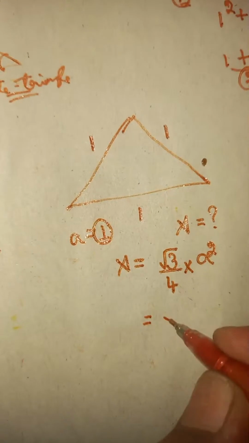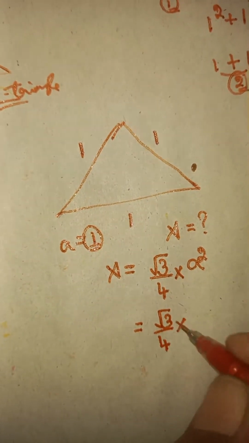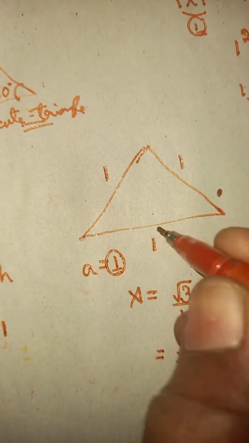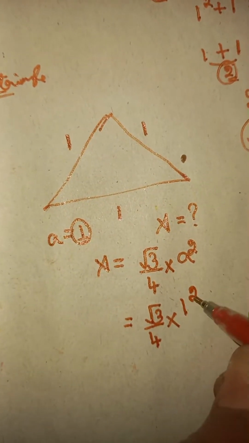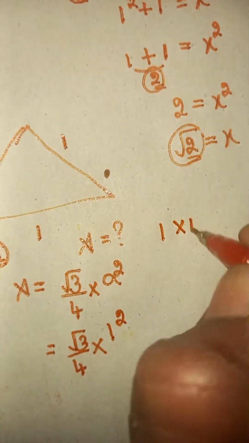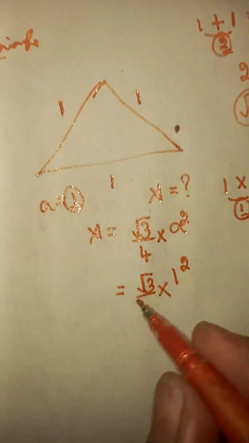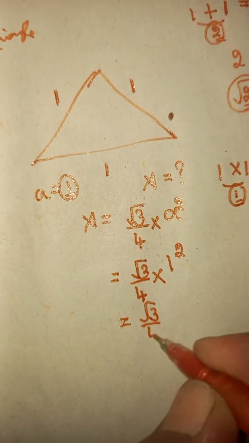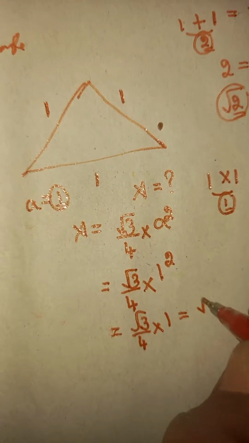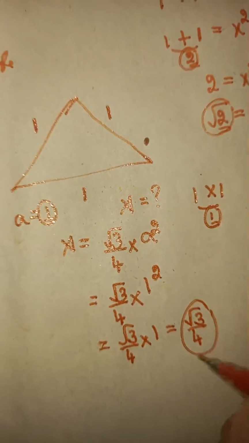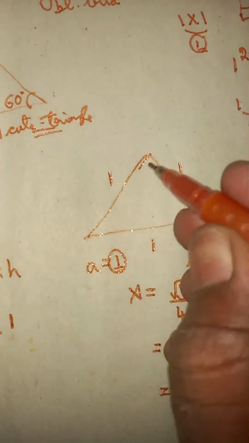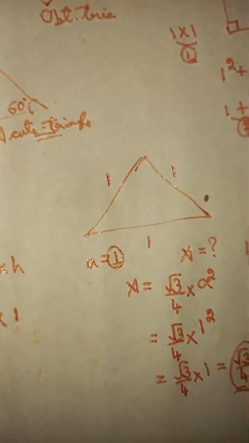So you can write it as root 3 by 4 times, here this is 1 unit, so it becomes 1 square. 1 square is nothing but 1 times 1, which is 1. So this becomes root 3 by 4 times 1, that is root 3 by 4 square units. Now you can even find the perimeter of this triangle.